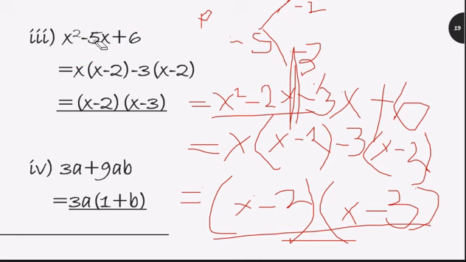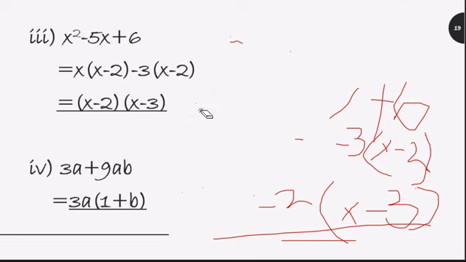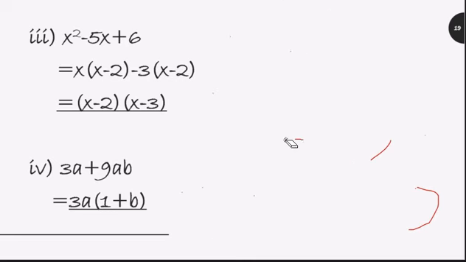So here we've got 3a plus 9b. This is straightforward. What is common here on both sides? 3a. Then you will remain with, okay, this is 3, you will remain with 3b. So what is common both sides? It's 3a, open bracket 1 plus 3b. Okay, so this is our answer.